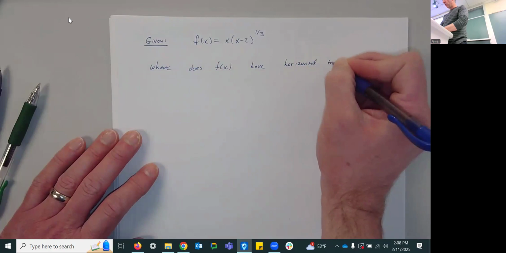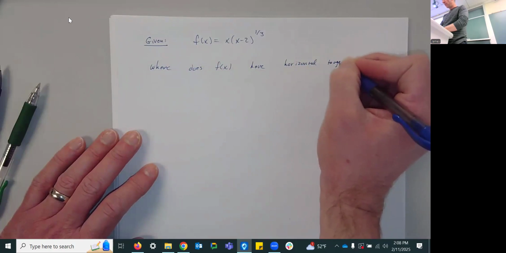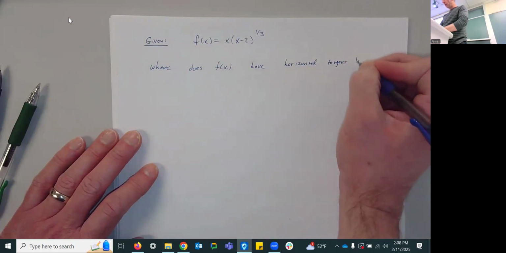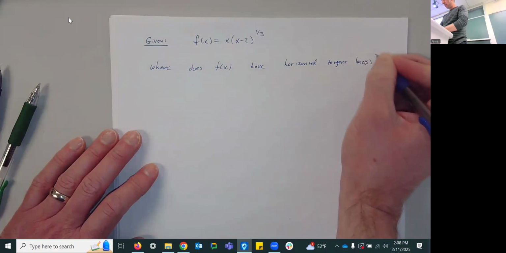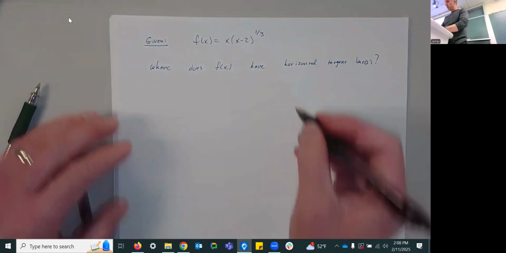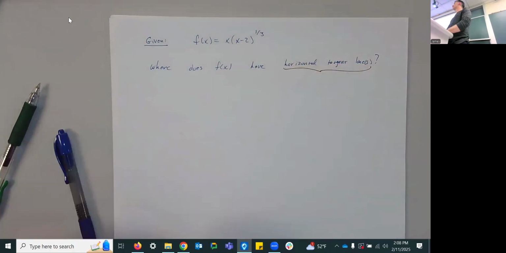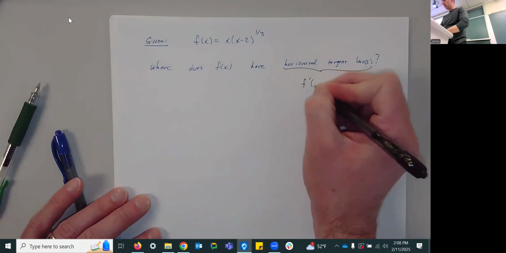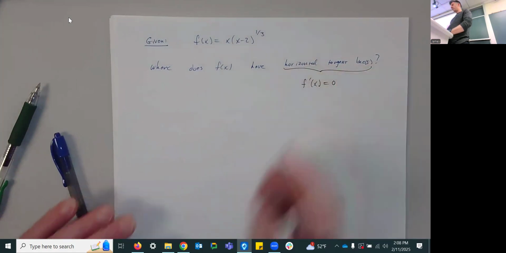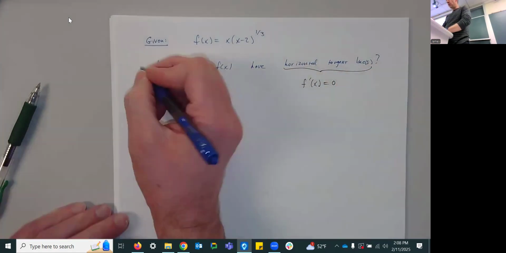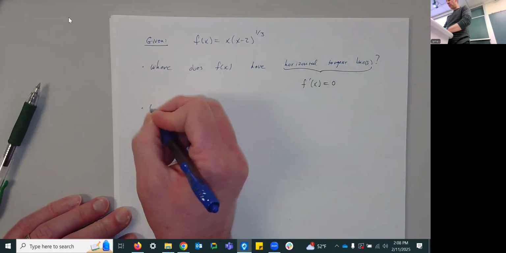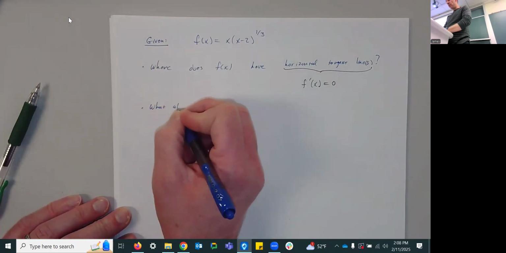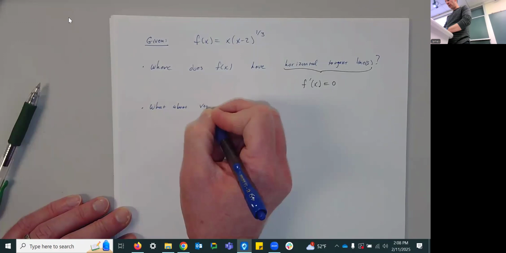So let me ask you all, if we're trying to find where a function has a horizontal tangent line or lines, we're really asking what? Where is the derivative 0? Exactly. So we're going to take the derivative as equal to 0. Now, that's probably the more standard question. The other question that's being asked is, what about vertical tangent lines?